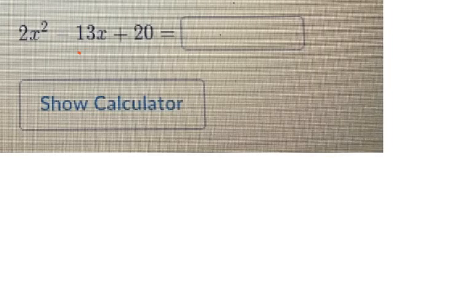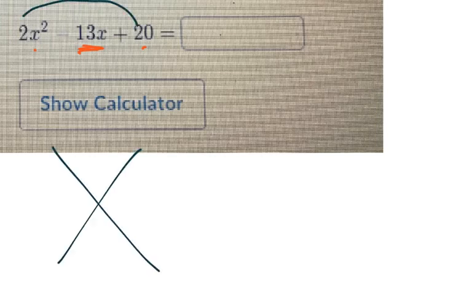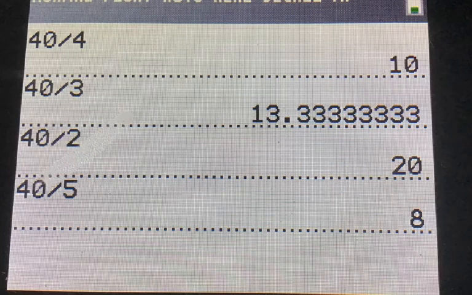Again, guys, with a 13 in the middle, which is prime, 20 and 2 do not divide by 13. I cannot do a GCF. What am I going to do then? Go straight to the X. 2 times 20 is a 40. How do I get, well, I need a negative 13 in the middle, right? Well, let's go to our calculator with a 40 and try to get a negative 13.